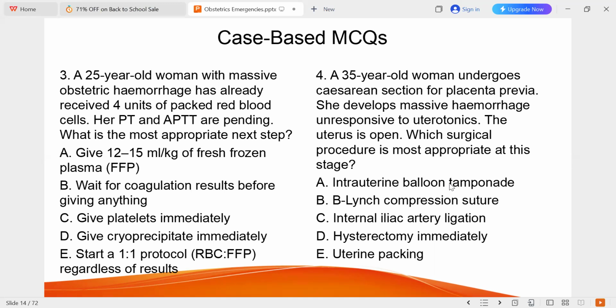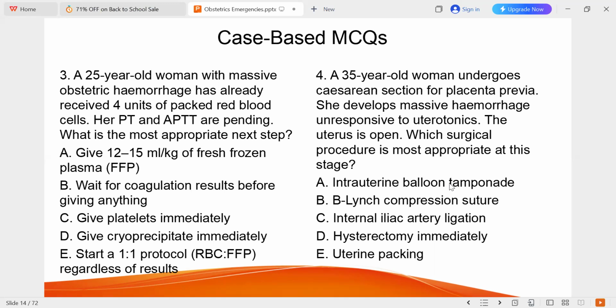I'll say A. Why did you say A? I feel that because the patient has already been given 4 units of packed cells, which may not be fresh, we may have some consumptive coagulopathy, so we want to give some fresh frozen plasma. I agree with you. You are correct. You give about 12 to 15 ml per kg of FFP. Correct.